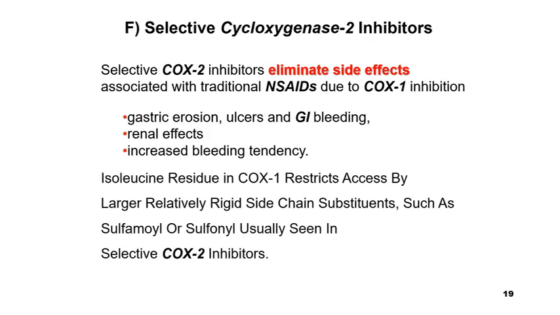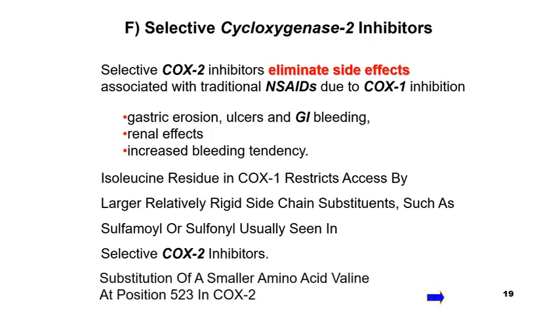And as I described before, the isoleucine residue, which is a bigger amino acid than valine in COX-1, restricts the access of these large selective inhibitors, having an almost spherical bulky structure in space, so they are not able to reach the active pocket of COX-1. Rather, they are able to reach the active site of COX-2 due to the presence of the smaller valine residue at COX-2.